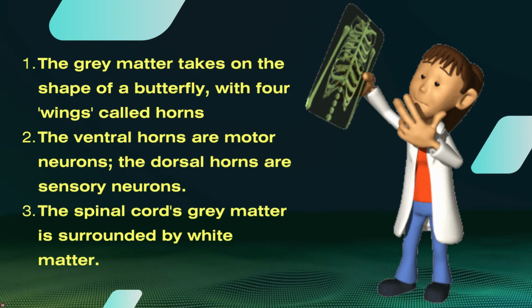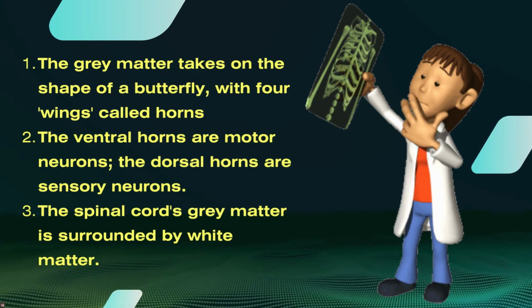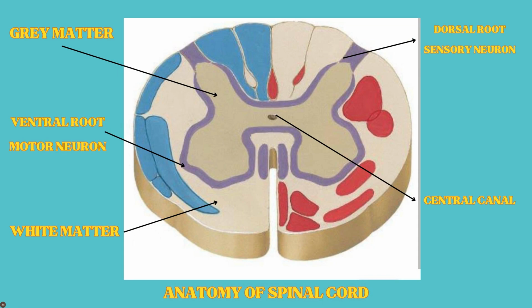So, the spinal cord's gray matter is surrounded by white matter. Here is the cross section area of the spinal cord, where you can see in the center is the gray matter, which is a butterfly, surrounded by the white matter. However, there are ventral roots of the motor neuron and dorsal roots of the sensory neuron. So we can say that sensory information is concerned with the dorsal portion of the spinal cord, whereas the motor information is concerned with the ventral portion of the spinal cord.